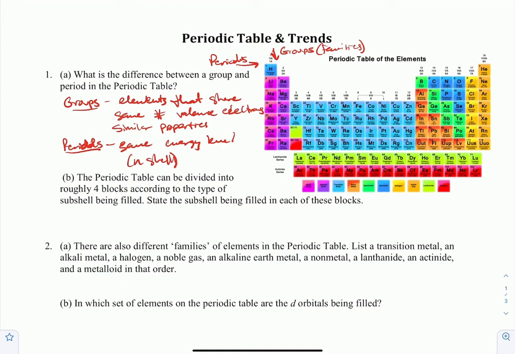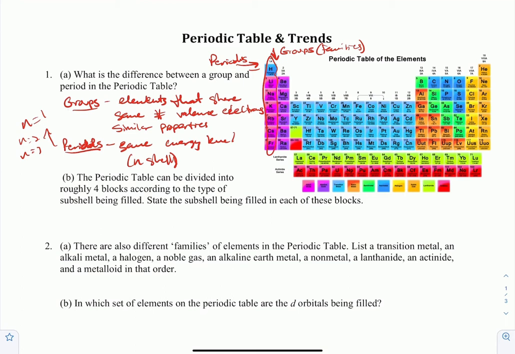Periods, you can just think of the period as a row, and remember, these periods correspond to certain end shells. So the first period here is n equals 1, n equals 2, n equals 3, and so on and so forth in the periodic table. And groups are just elements that are in the same group or the same family that share the same number of valence electrons and by default similar properties.